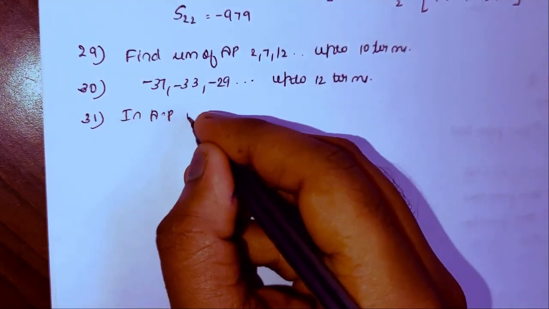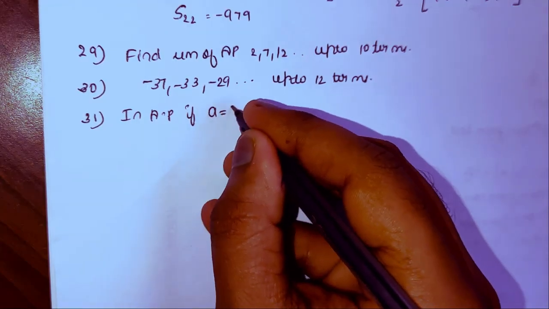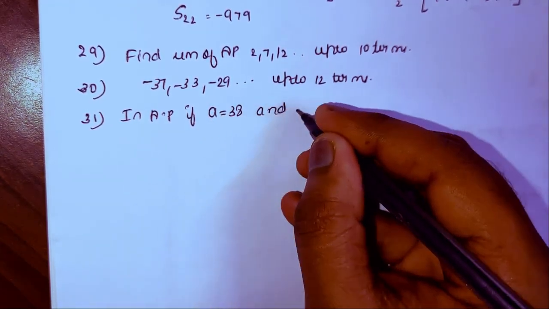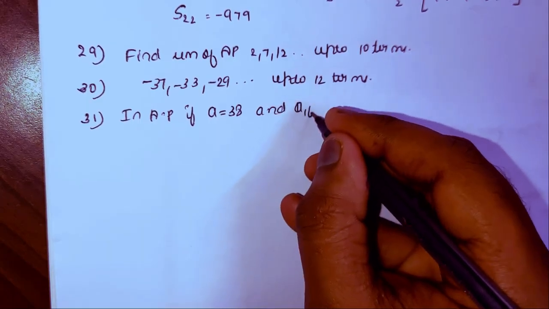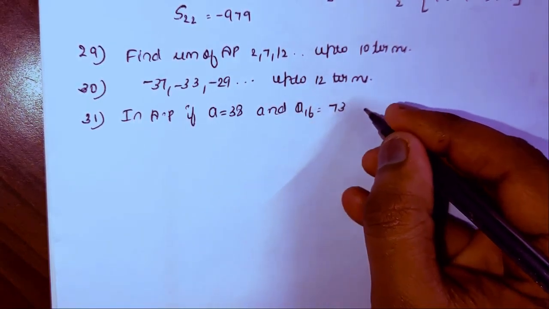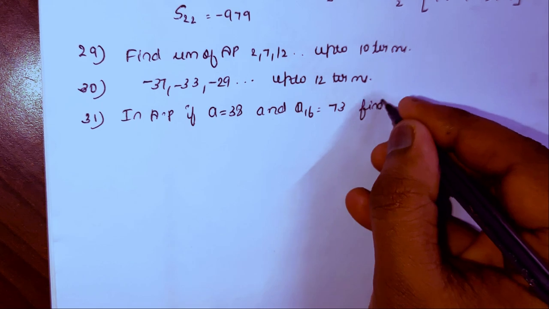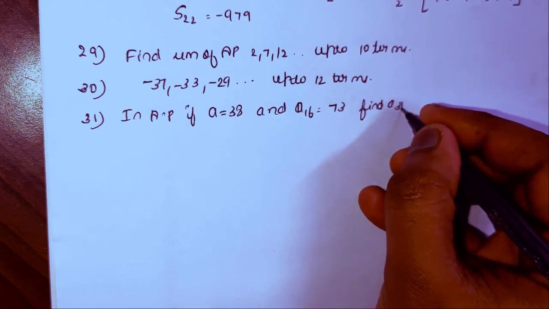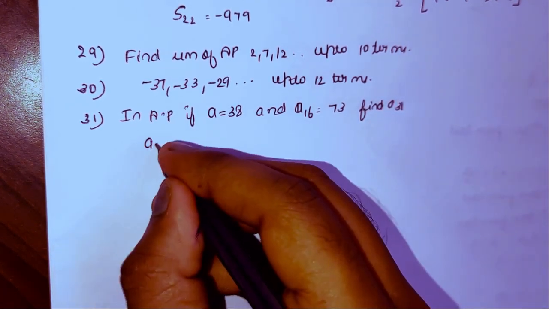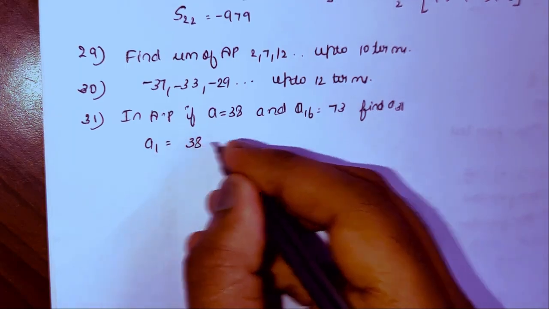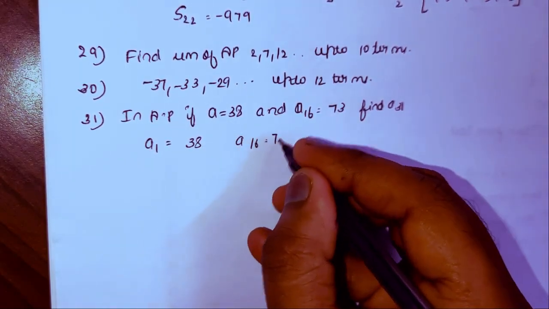In an AP, if the first term is 38 and the 16th term is 73, find A31. A1 is given, that is 38. A16 is 73.